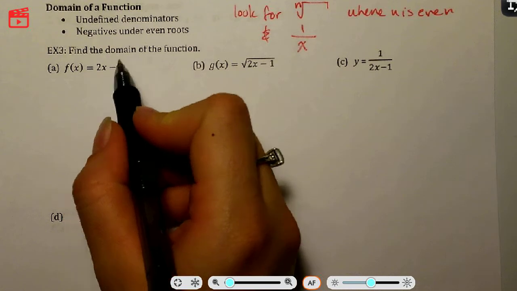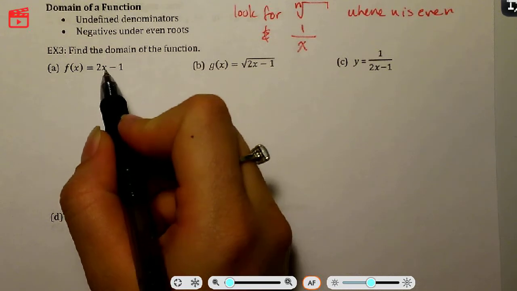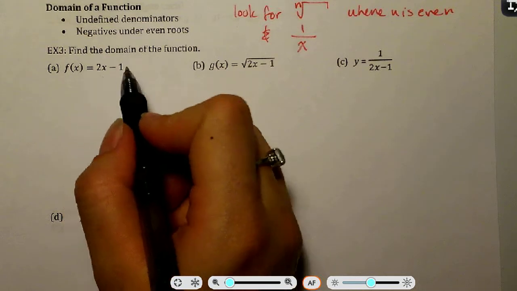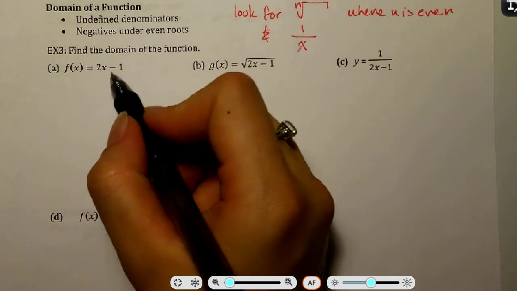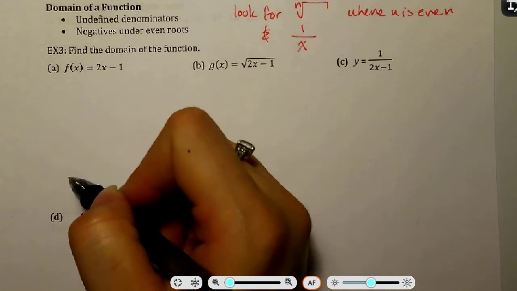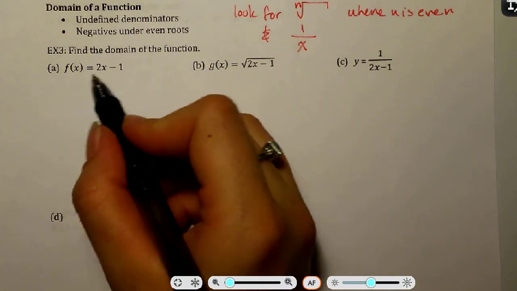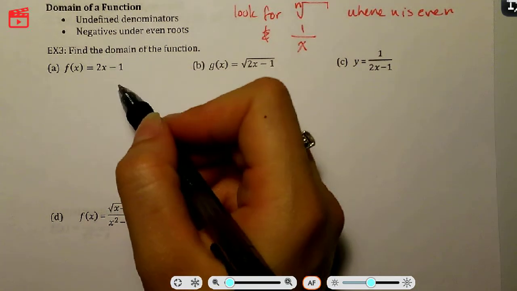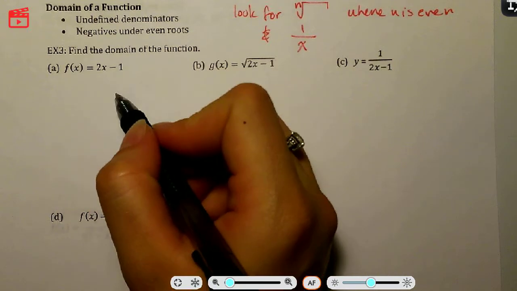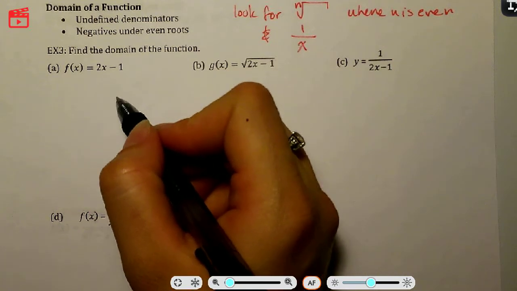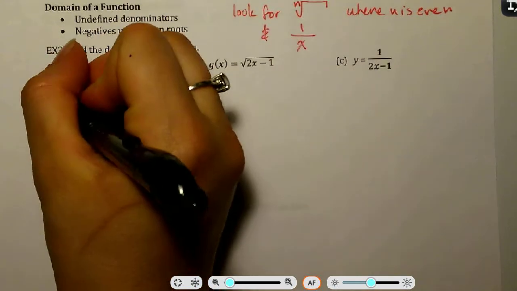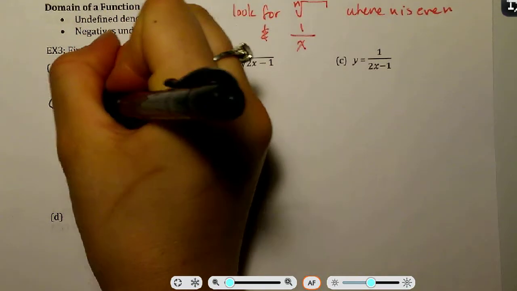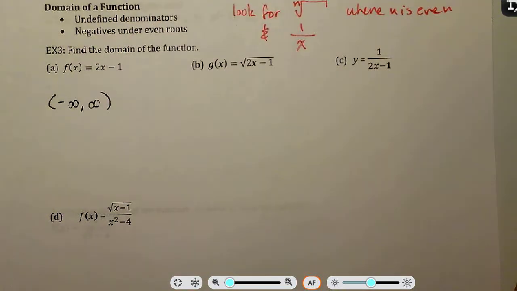Okay, so let's start with A. Is there any chance that I could input a number for x and I'd end up with something undefined? No. There's no time when this would be undefined. And if you remember, this is also the equation of a line, and a line has a domain that is all real numbers. So there are no restrictions on this linear equation. Any number I plug in will work. So I'm going to write negative infinity to positive infinity.